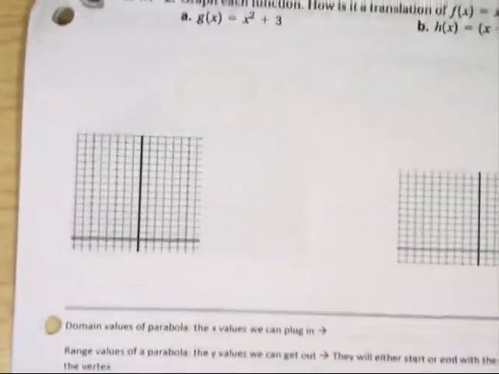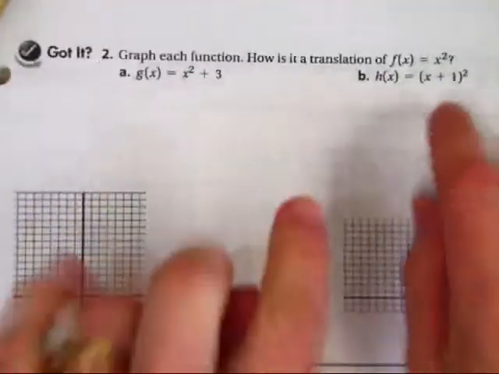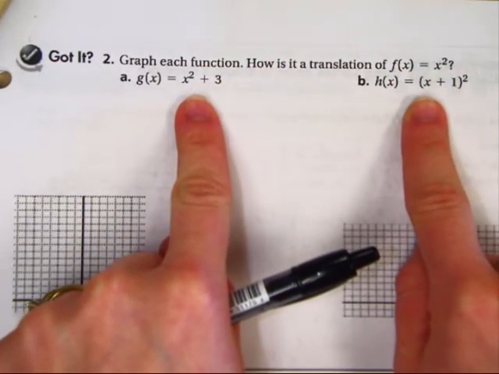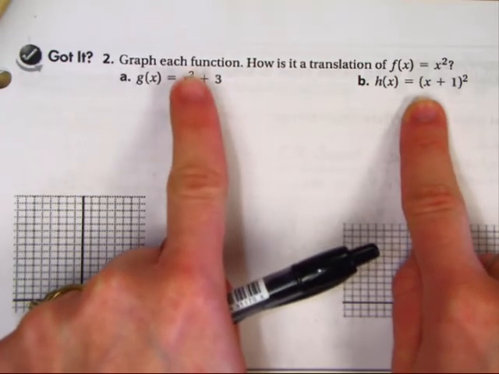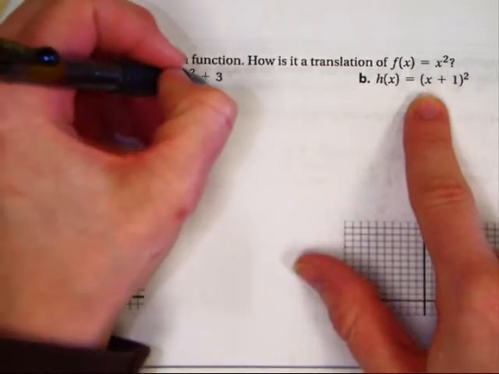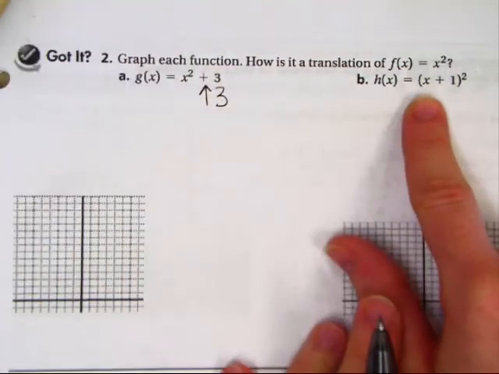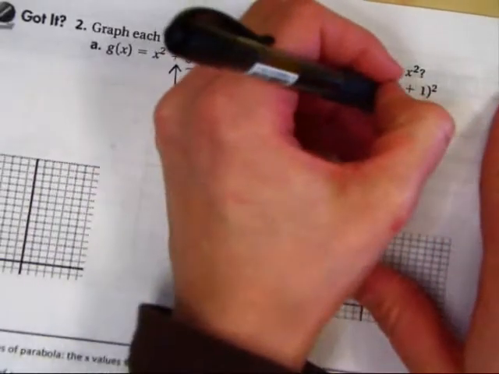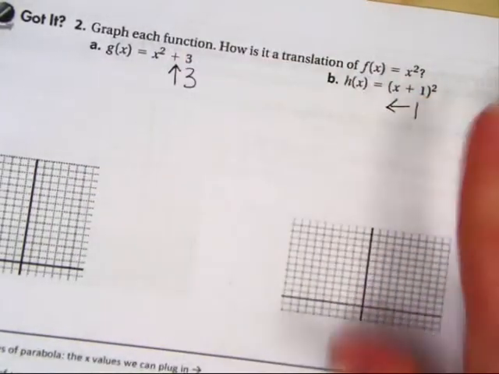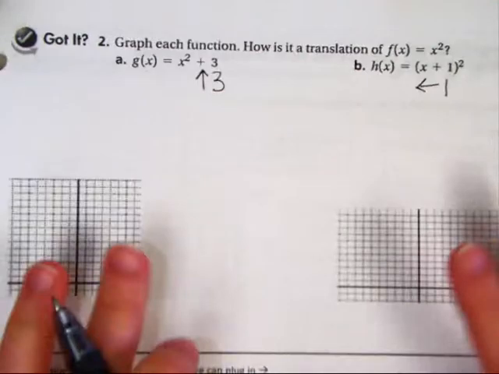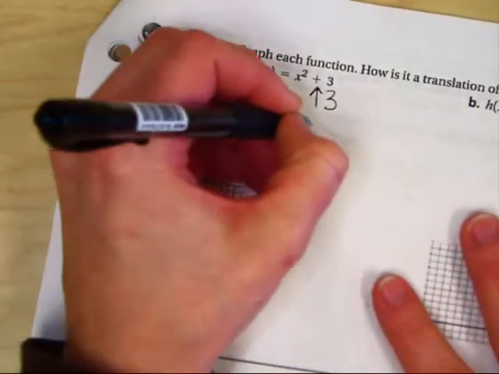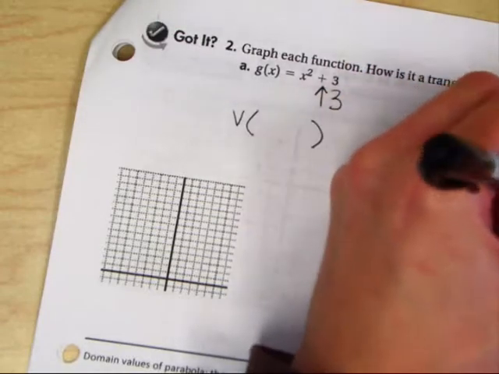Let's try the got it. Which one of these will move up and down, and which one of these will move left and right? After looking at these, I hope you decide that letter A moves up 3 units. And I hope that you notice letter B, since it's associated with the x and it's a positive, moves left 1 unit. Okay, let's make an xy chart. Or actually, let's find our vertex first. That'll be the best thing to do in both the problems.